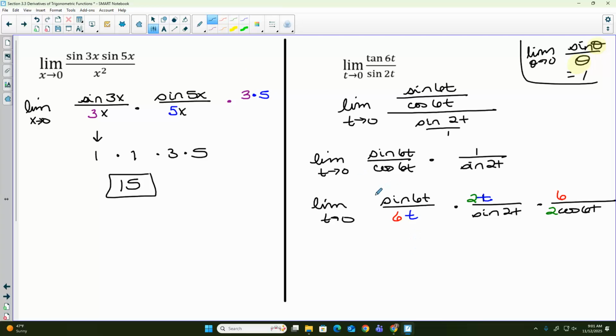So the limit as t approaches 0, sine of 6t over 6t, that goes to 1. We talked about yesterday why the reciprocal would also be true, so that is also going to 1. This is 6 over 2 times the cosine of 0, which is 1. So we get 6 over 2, which is 3.